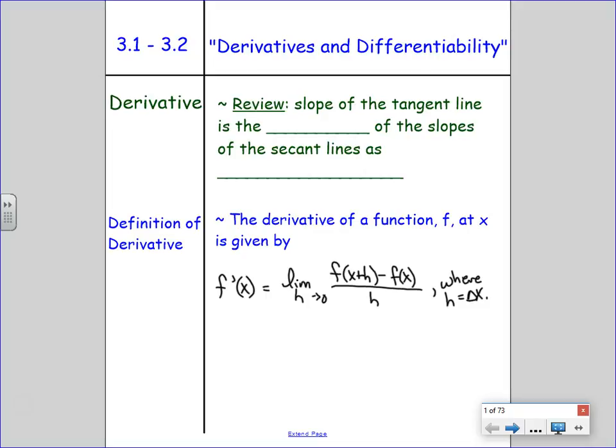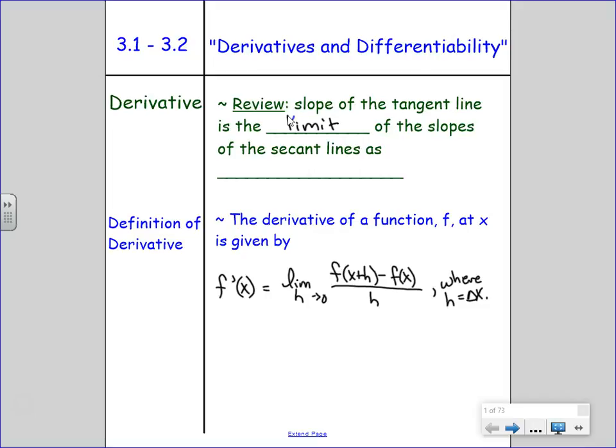True, good point. Slope of the tangent line is the... how would you guys fill in the blanks? Let's see if you remember. Is the derivative? No. That is the derivative. The derivative is the slope of the tangent line. The slope of the tangent line is the blank of the slopes. Limit? Yes. Oh, first try. Is the limit, third try.